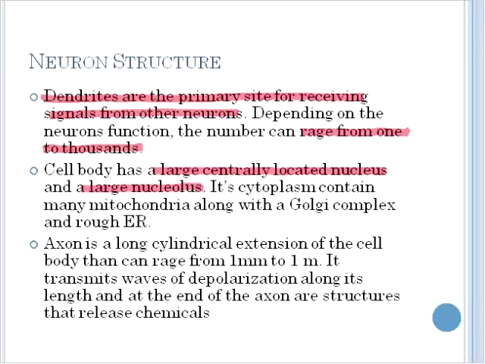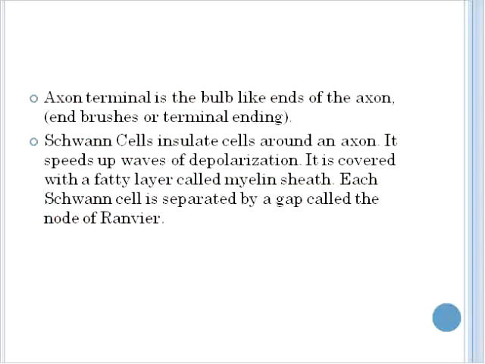Its cytoplasm contains many mitochondria, which indicates the energy requirements of the neuron, along with the Golgi complex and rough endoplasmic reticulum. As for the axon, it is a long cylindrical extension of the cell body that can range from 1 millimeter to 1 meter in length. What it does is it transmits waves of depolarization along its length, and at the end of the axon are structures that release chemicals, which we'll talk about a little later. At the end of the axon, we have the axon terminal. These are bulb-like ends of the axon.